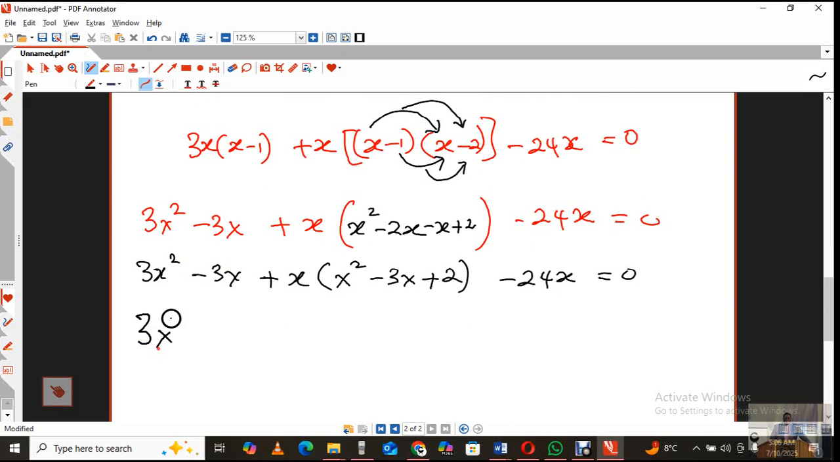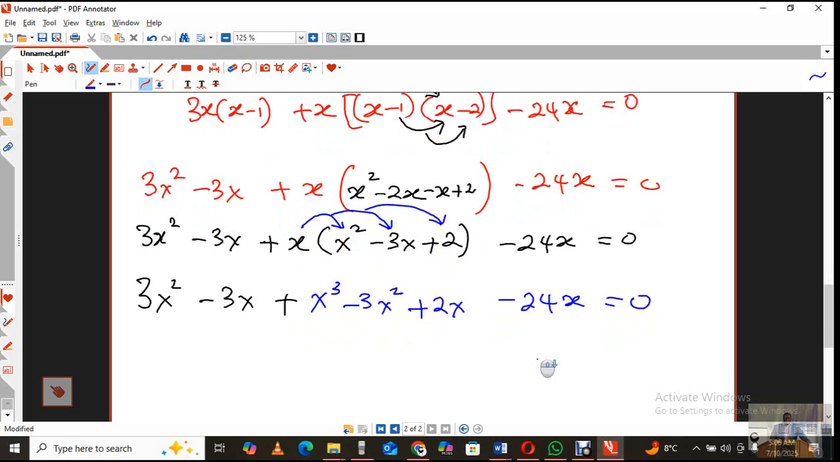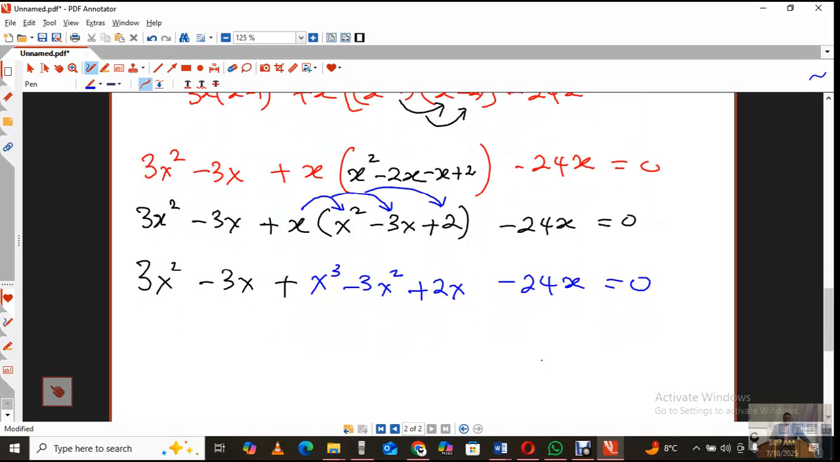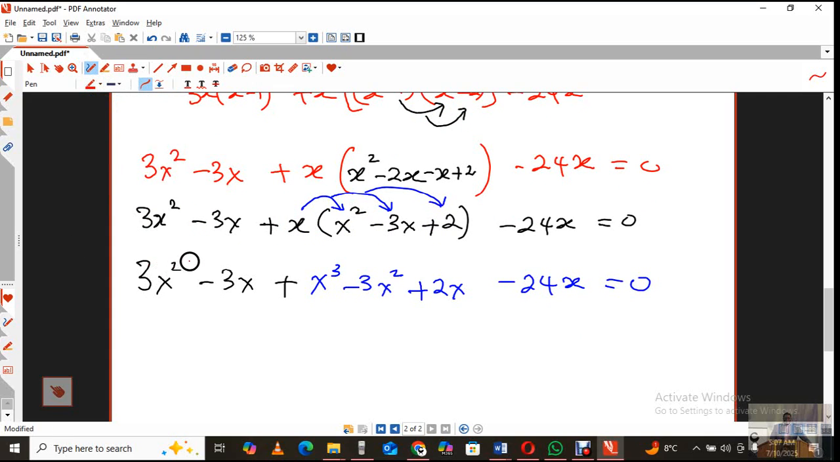So this is 3x squared minus 3x plus, so this is where I am. I'm going to multiply this over, that is going to be x cubed. I'm going to multiply this over, this is minus 3x squared. I'm going to multiply this over, that's obviously plus 2x minus 24x is equal to 0. Well, it's quite clear that you are going to be left with a number of things that cancel. This 3x squared and this one cancel.